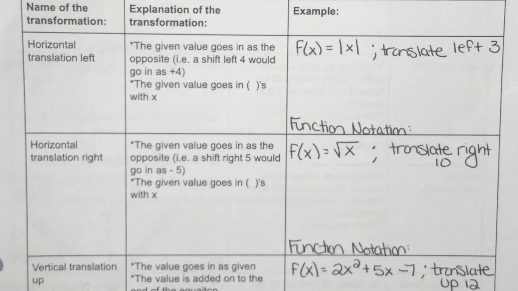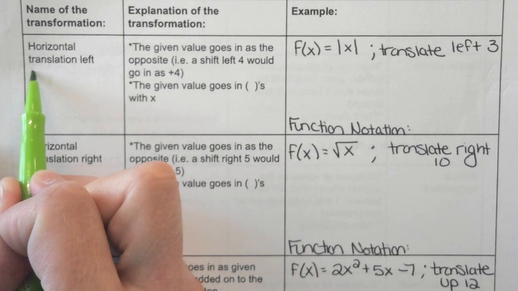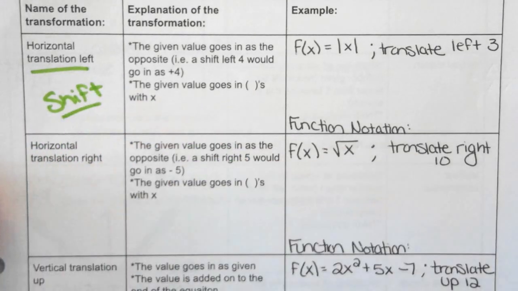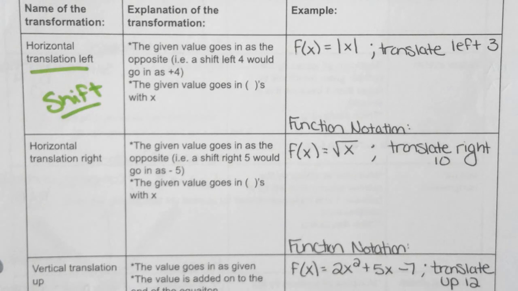Alright, so horizontal translation left. Remember that these can also be called a shift. So you might hear the word shift, and that just means we're taking our graph and we're shifting it to a new location. We're putting it in our graph moving van and we're driving it to a new spot. Now, a horizontal shift left. Think about what that would look like.